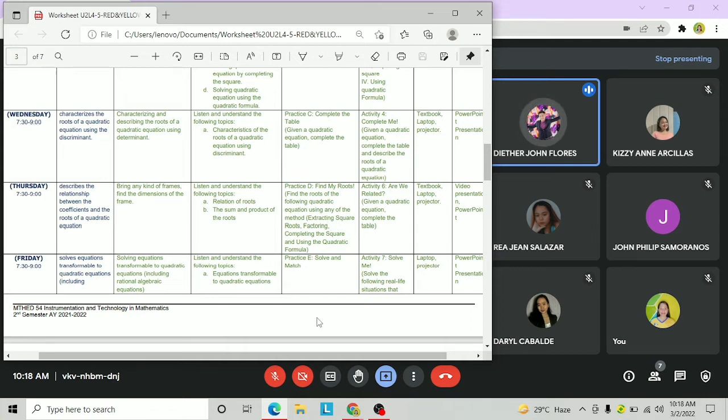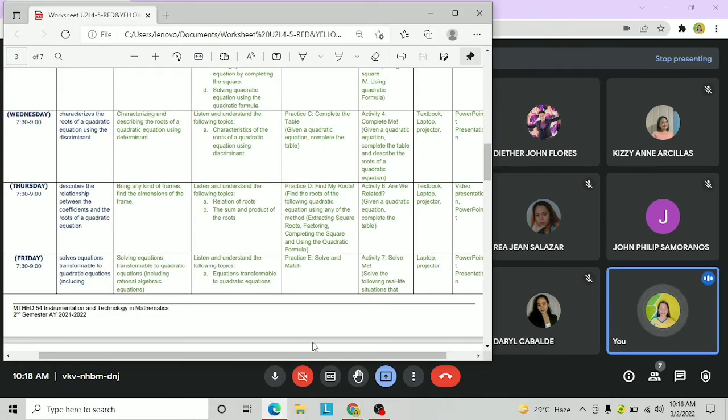Then for independent practice, Practice C, Complete the Table: given a quadratic equation, complete the table. Then for assessment, Activity 4, Complete Me: given a quadratic equation, complete the table and describe the roots of the quadratic equation. Then for ICT integration, we have hardware: the textbook, laptop, and projector. For software, we have PowerPoint presentation.